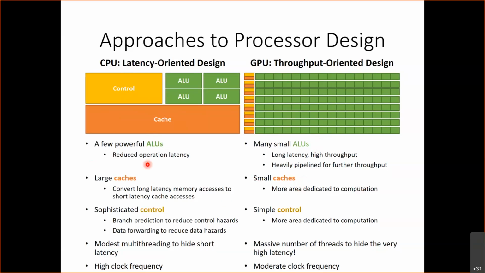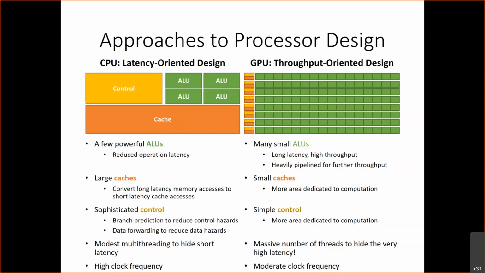On CPUs, we have sophisticated control, again, to minimize the latencies so that we minimize how many stalls we have because of control operations, whereas on GPUs, we have much simpler control. And also multi-threading: on CPUs, because we don't have a lot of latency to hide since operations are short latency, we have only a few threads running per core, whereas on GPUs, we have many more threads per core because we have more stalls in our pipeline that we need to hide by having multiple threads. And then finally, CPUs have high clock frequency and GPUs have moderate clock frequency.